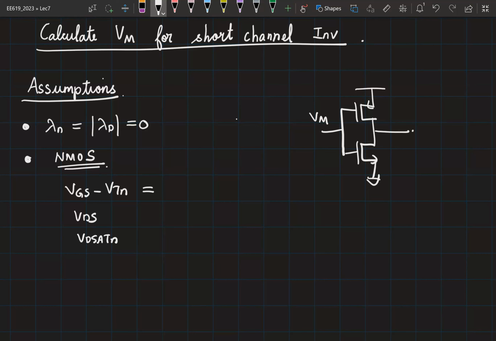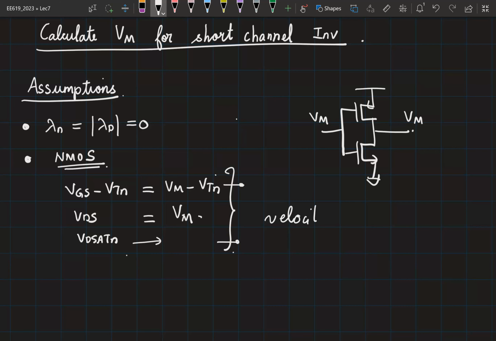So this point is Vm. This is also Vm, right? So this is Vm minus VTN. VDS is Vm. And of course, VD sat is whatever value corresponding to that device. Now, of these, can it ever be in linear region? It can never be in linear region, right? Because you have Vm and Vm minus VTN. So either you will get this as the minimum value, or you will have VD sat as the minimum value. Since we are assuming that this derivation is being done for a short channel inverter, we will assume that VD sat is the smallest value. So NMOS is now in velocity saturation.